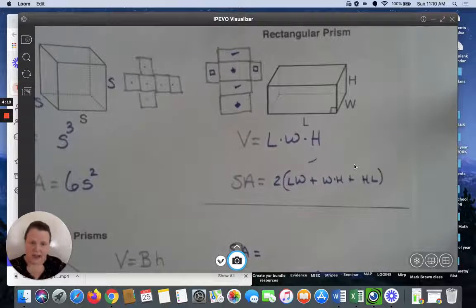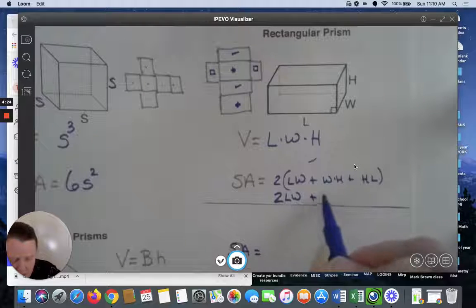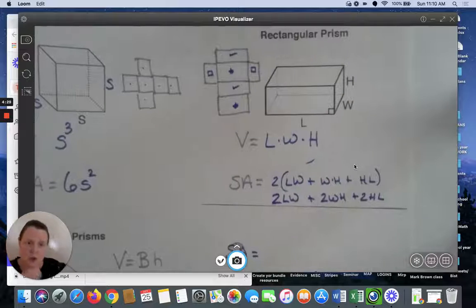And if you don't like it with the parentheses, you are more than welcome to do 2 length times width plus 2 width times height plus 2 height times length. So you have 2 of each.